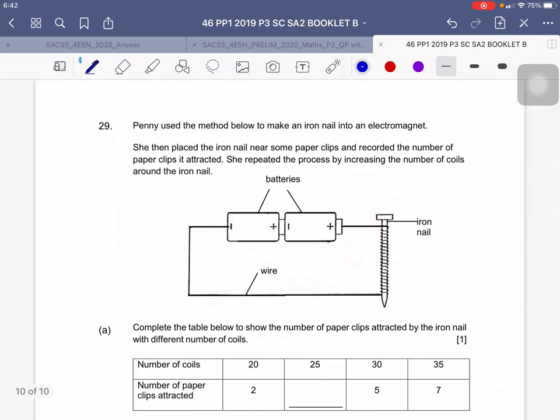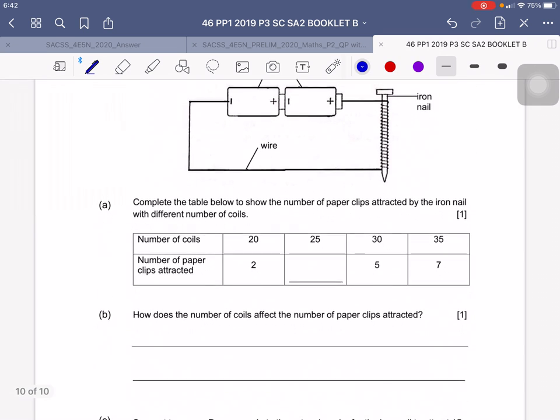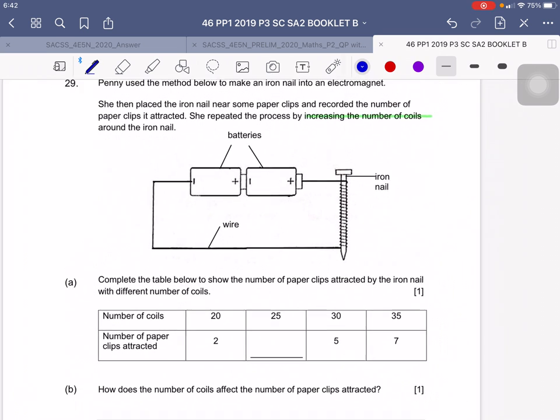Okay, next. Last question here. Now Penny used a method below to make an iron nail into an electromagnet. She placed the iron nail near some paper clips and recorded the number of paper clips it attracted. So she repeated the process by increasing the number of coils around the iron nail. Alright, so increasing the number of coils. So this is something that she has changed. So complete the table. Show the number of paper clips attracted by the iron nails with different number of coils.